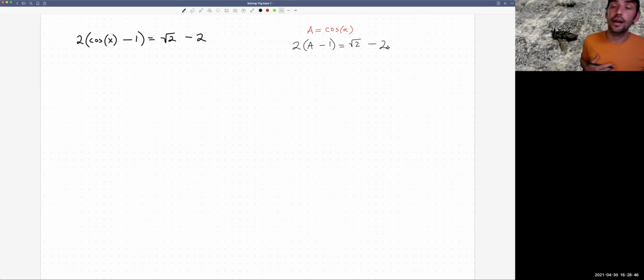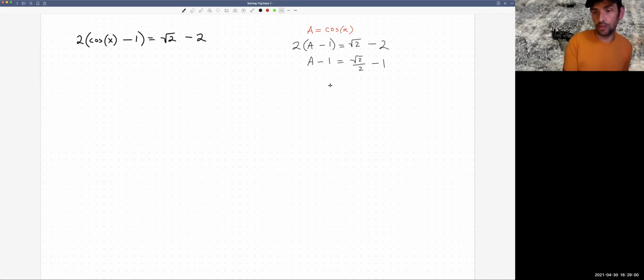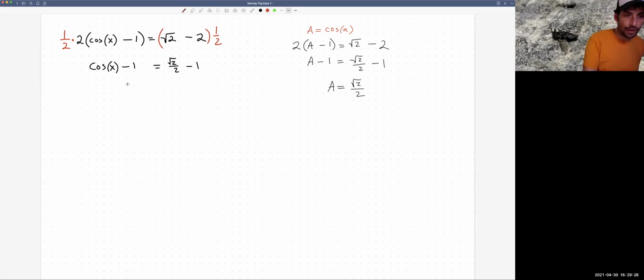And so now I want to solve for A. So maybe I'll multiply both sides by 1/2. I get A minus 1 equals √2 over 2 minus 1. I can add 1 to both sides and get A equals √2 over 2. Now, I can do all of the same moves over here. I can multiply both sides by 1/2. So I get cosine of x minus 1 equals √2 over 2 minus 1. I can add 1 to both sides, and I get cosine of x equals √2 over 2.